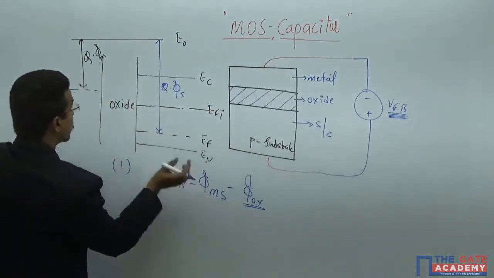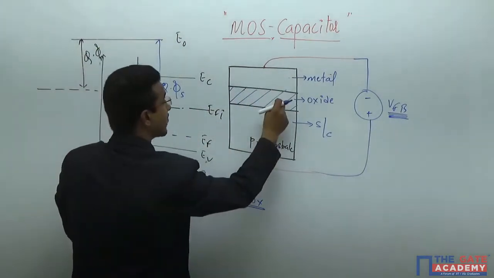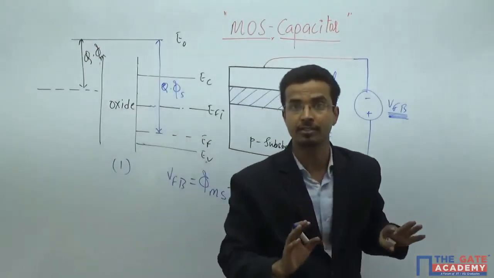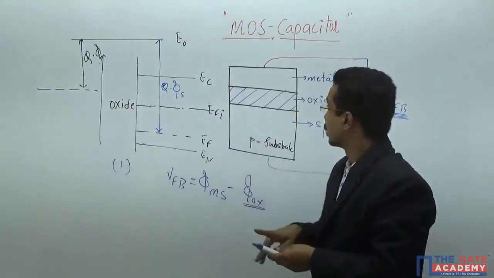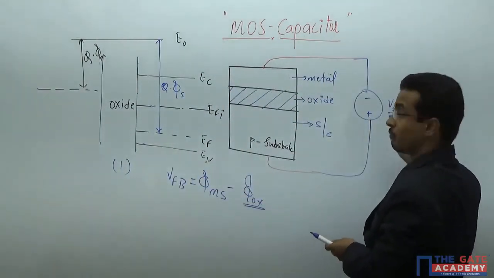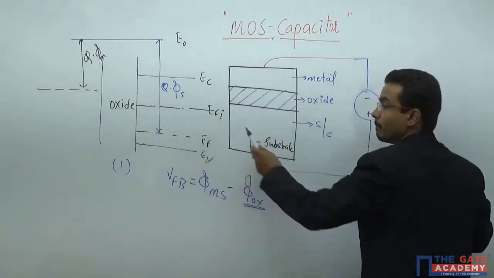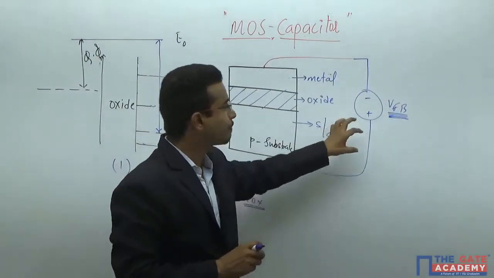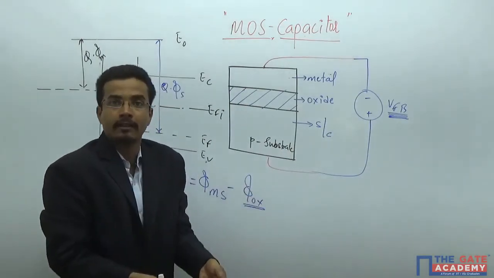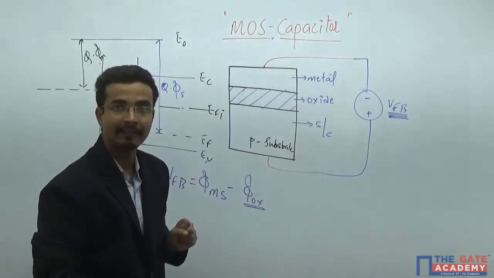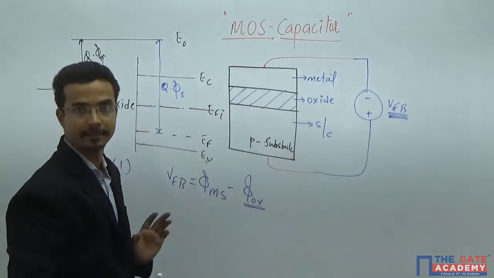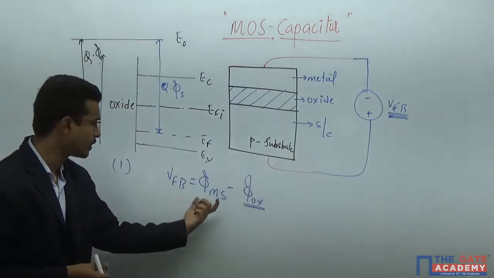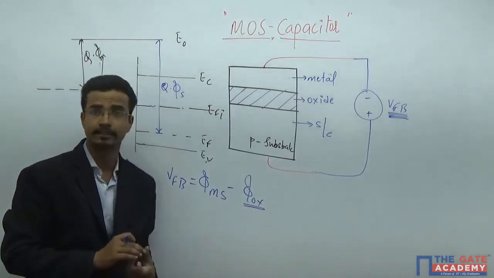But whenever you take the work function difference as well as the oxide charges, the bending will occur without the application of any external voltage. To overcome those things, you have to apply this voltage to make this band diagram flat. That is why it is also known as the flat band voltage. That means the voltage required across this MOS capacitor to get flat bands. That is the meaning of the flat band voltage, whenever you take care of these oxide charges.